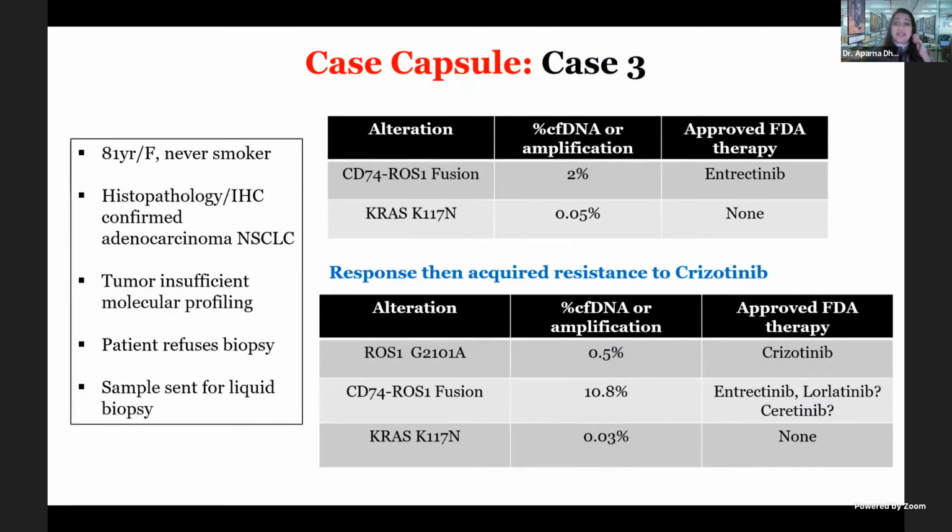And my third case is an 81-year-old female, NSCLC. Tumor was insufficient. We sent it for liquid biopsy. She had a ROS1 fusion. She was started on crizotinib. She eventually progressed. We did a liquid biopsy because she just refused to do a tissue biopsy at this point. ROS1 fusion was persistent, but she had acquired a ROS1 G2101A. As I said earlier, it's a known resistance mutation to crizotinib. She was started on lorlatinib.